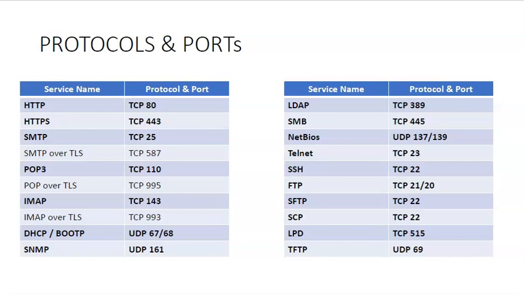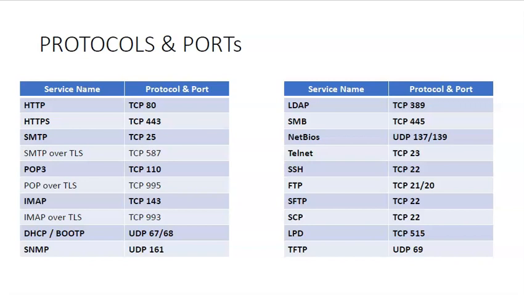The next protocol is SMTP, which uses port number 25 and works on TCP. It is the Simple Mail Transfer Protocol, the protocol which we use for sending email in plain text. We can implement TLS over SMTP, and in that case it will work on port number 587.